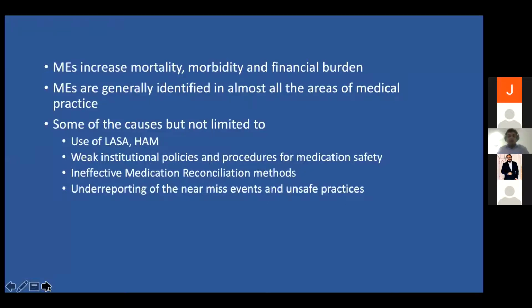So reporting of near-miss events is very, very important, because if you don't report near-miss events, the policies cannot be strengthened. And if policies cannot be strengthened, sometimes sentinel events or medication errors of great magnitude occur. And the positive side of this is that most of them are preventable.